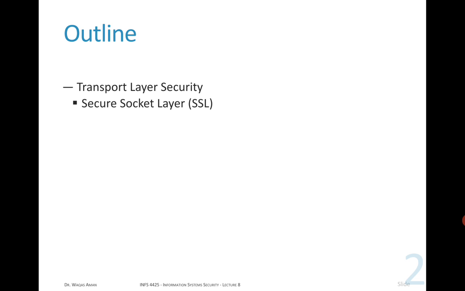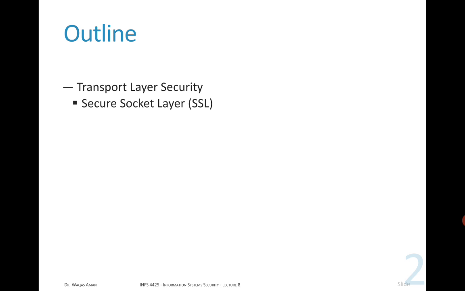The two protocols we talked about last time, PGP and S/MIME, work at the application layer. The Secure Socket Layer, which has two versions that we'll look at later, works in the transport layer. So this is fundamentally a transport layer protocol.